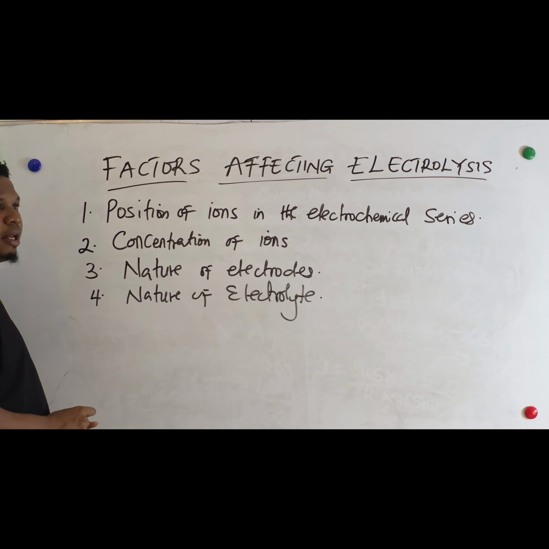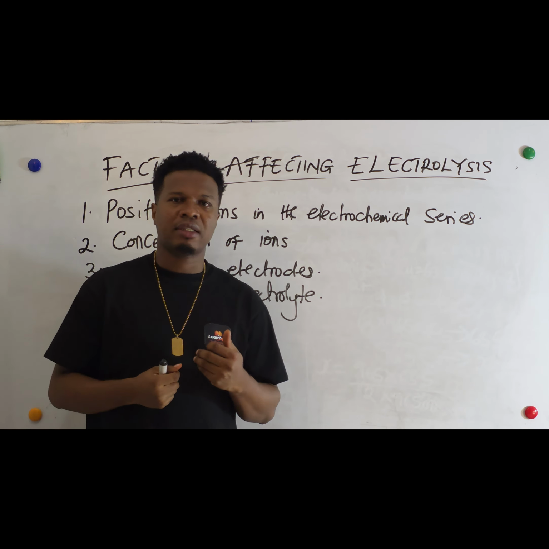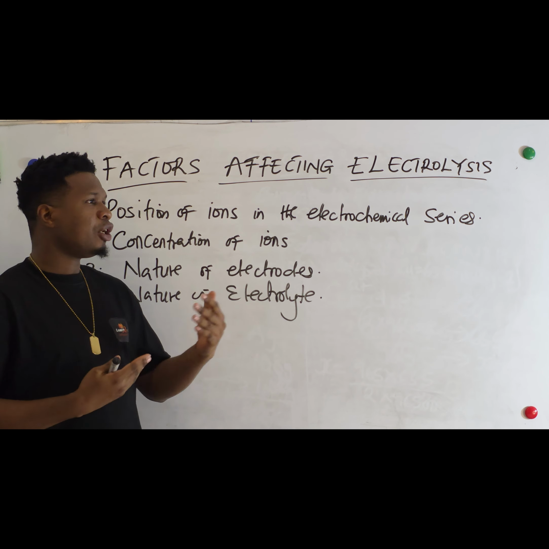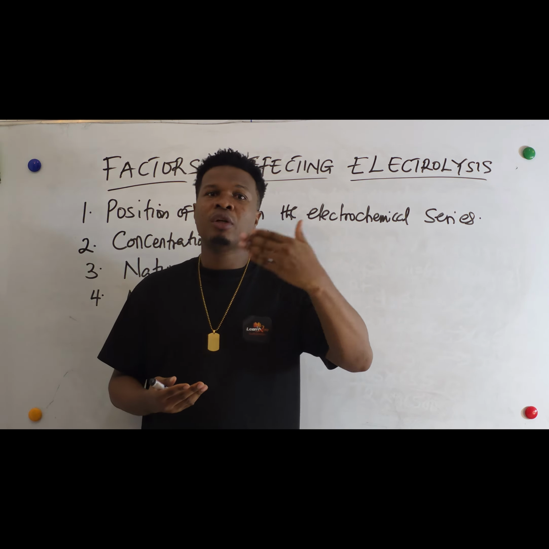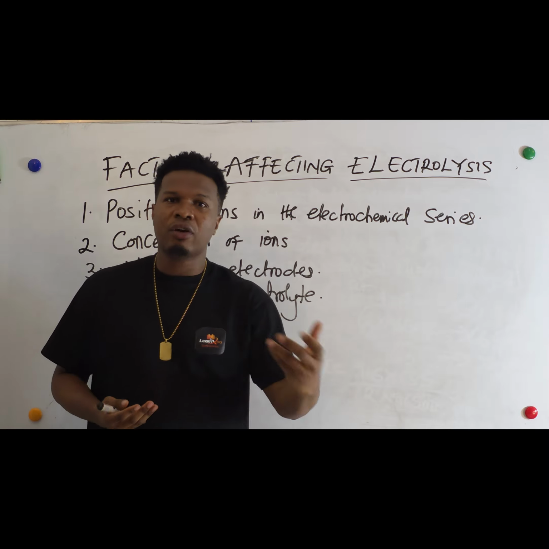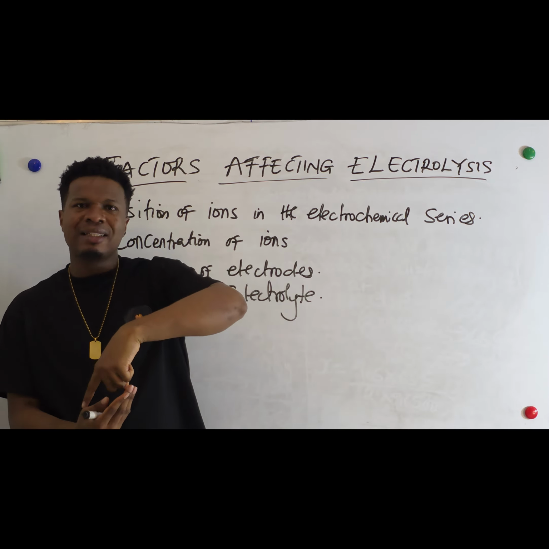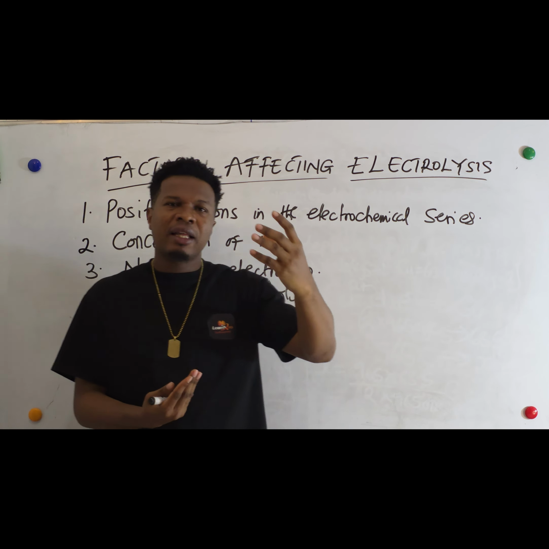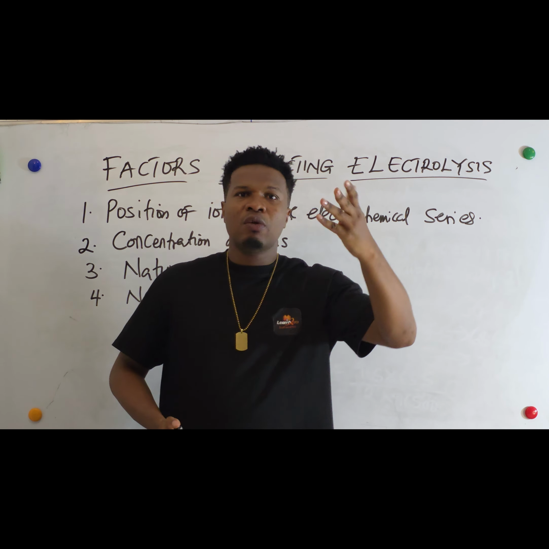Now the factors affecting electrolysis, the first one is the positions of the ions in the electrochemical series. These ions we are talking about are both the cations and the anions. The cations include all those metals: potassium, sodium, calcium, magnesium, aluminium, going down. The electrochemical series will tell you the one that will preferentially discharge over the other. It has been found that as you go down the electrochemical series for the metals or the cations, the ions that are down will preferentially discharge over the one at the top.